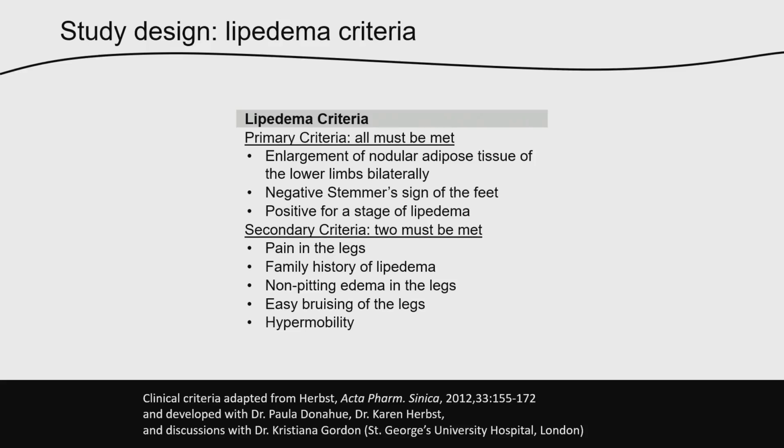All of our patients must meet the top criteria, and they must have at least 2 of the secondary criteria. This was developed with lymphedema therapists, as well as the Genetics Center at St. George's, UK, who've been studying lymphatic diseases for quite a while, as well as in consult with Dr. Herbst at the time. So take it for what it is.